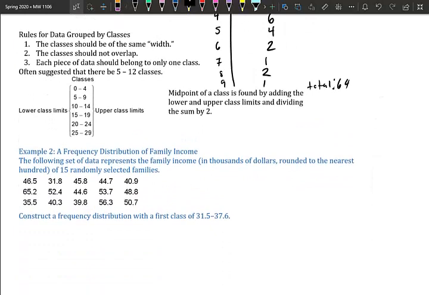Alright, rules for data grouped by classes. The classes should be the same width. I'll talk about width in a second. The classes should not overlap. Each piece of data should belong to only one class. It's often suggested that there are 5 to 12 classes. Your left side is your lower class, your right side is your upper class. The midpoint of the class is found by adding the lower and upper class limits and dividing the sum by 2. We're going to talk about all that, don't worry.